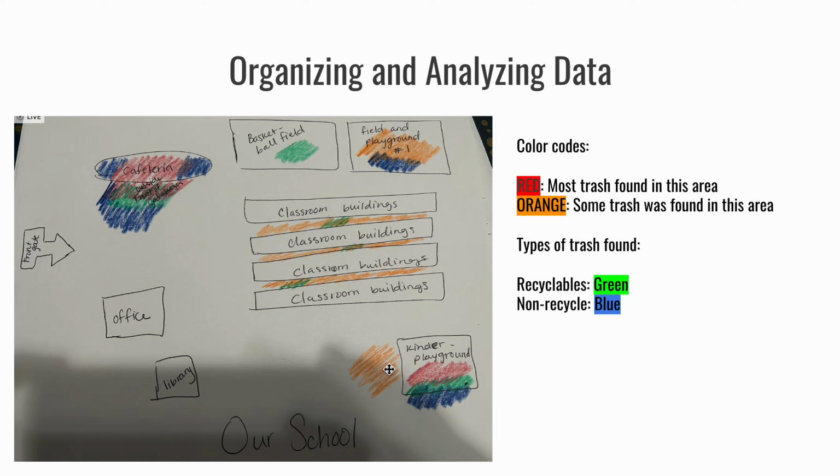Then another thing we did, once we talked about recyclable and non-recyclable trash, we decided to color code what types of trash we were finding. So as you can see, we also found some recyclable trash near our basketball fields, in our cafeteria, and the kinder playground, and just a tad bit around in the hallways of our classroom buildings.